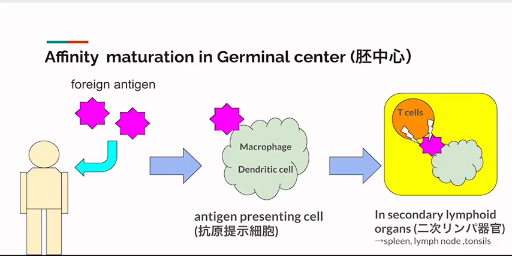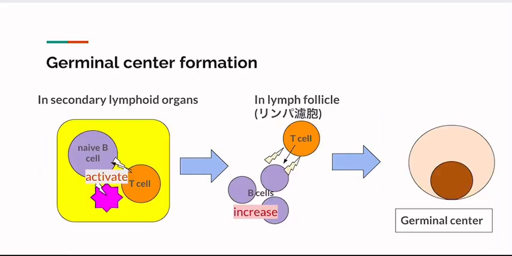antigen to T cells. At the same time, B cells are activated in the secondary lymphoid organs, recognizing the antigen and receiving help from helper T cells. Activated B cells move to the lymph follicles, where they are proliferated by T cell signals and form germinal centers.